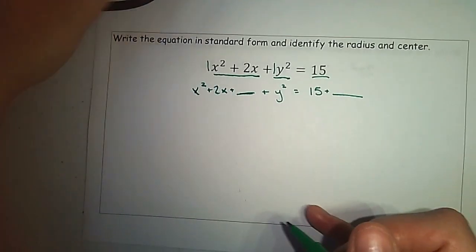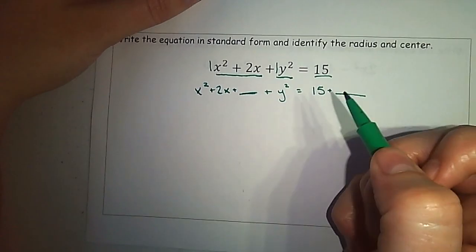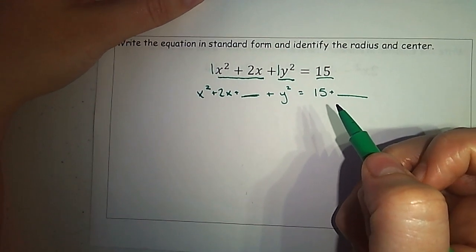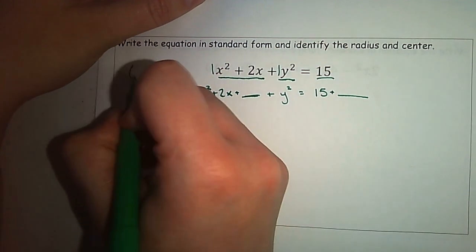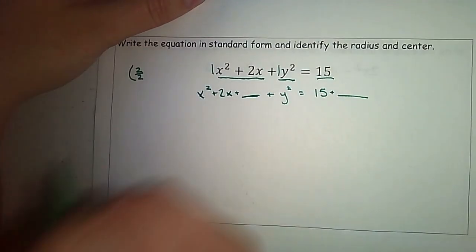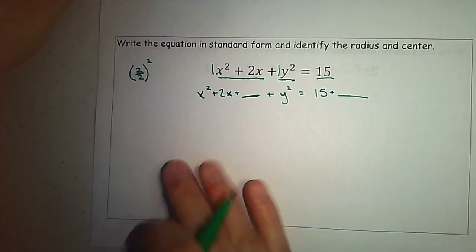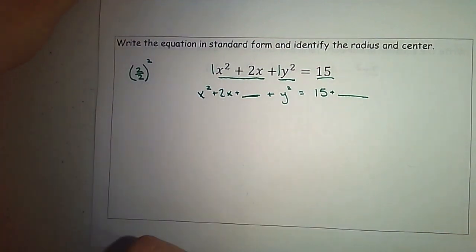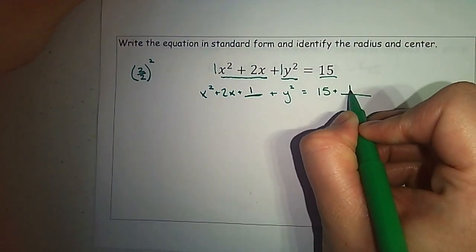All right. So now, remember, to get this number that we add to both sides, we take that linear term and divide it by 2, and then we square it. And that is what we add to both sides. So 2 divided by 2 is going to give us 1. 1 squared is 1. Remember, we need to add that to both sides.